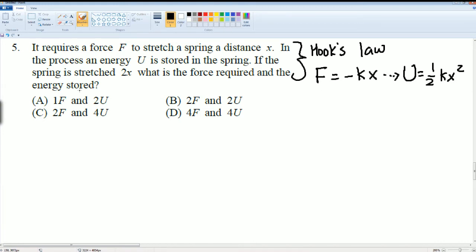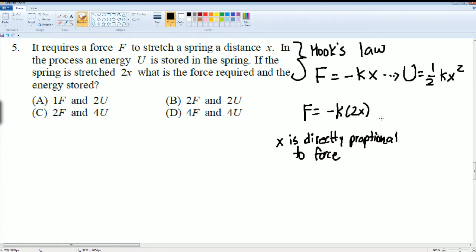If the spring is stretched to 2x, and that happens, it's 2x now, okay? If we multiply this by 2, force also has to go 2. Why? Because x is directly proportional to force, because there's no square term here. So if I double this, this has to be doubled. So for this to balance, it has to be 2F is equal to k 2x. Good? So the force has to double because it matches here.